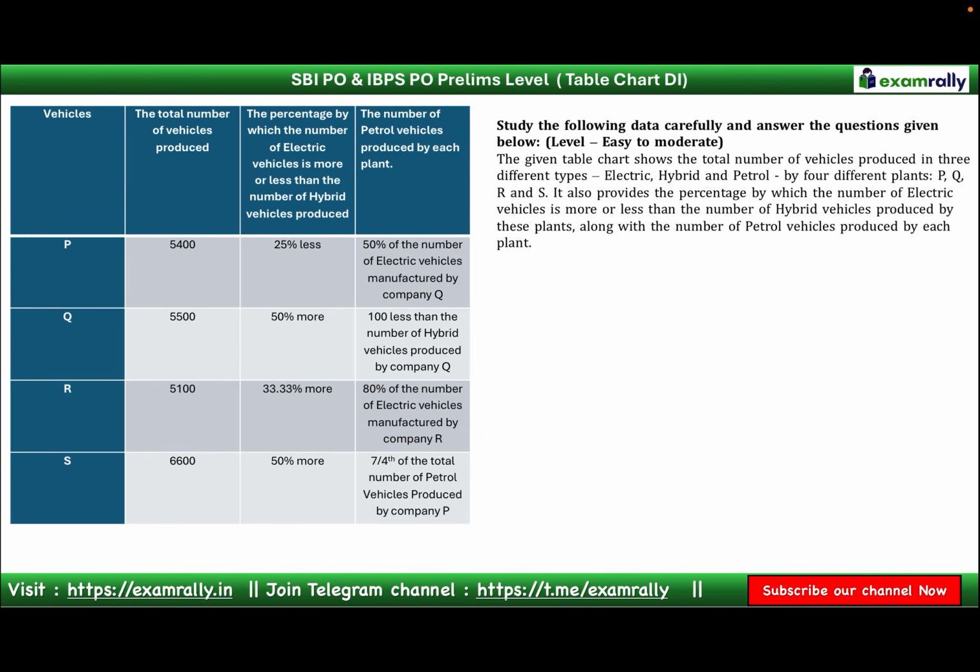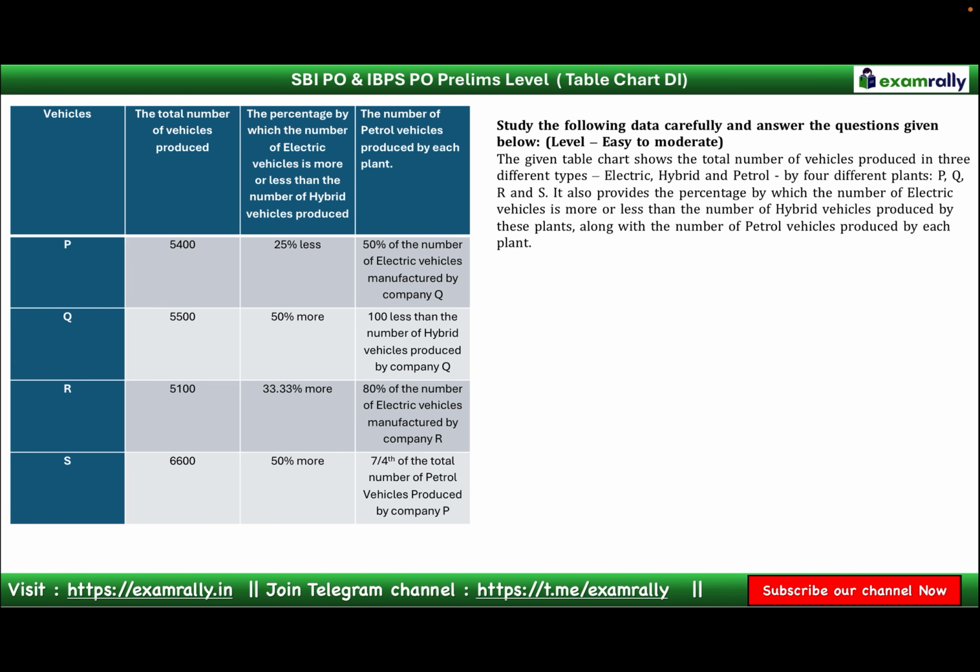Next we are going to discuss another set of preliminary based data interpretation. Actually this is based on a table chart DI. Maximum, this type of questions you can get for your SBI PO and IBPS PO prelims. At first this particular DI looks like a normal table DI. Let's see what they have given here.